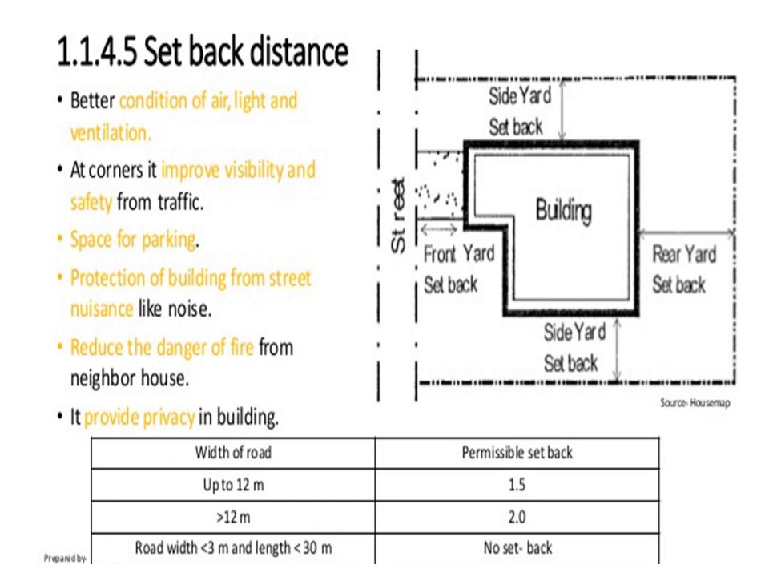In the given plan, the front marginal distances, side marginal distances and rear marginal distances are shown, and also the building is shown. Depending upon the width of road, if the width of road is 12 meter, permissible setback is 1.5 meter. If the width of road is greater than 12 meter, then the permissible setback is 2 meter. And if the road width is less than 3 meter and length less than 30 meter, no setbacks are provided.